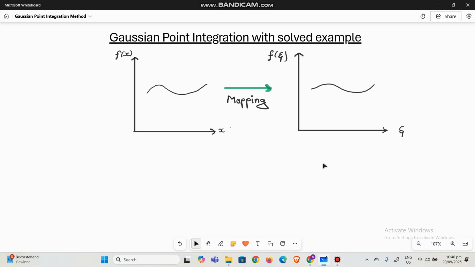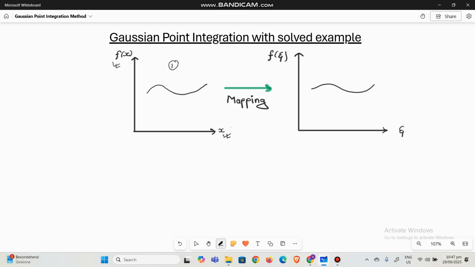Today we are studying Gaussian point integration system and we are going to solve one complete question as well. So let's say we have a geometric space with coordinate x and it is plotted against some function f(x). That function can be of any degree. And let's say when we plot x and f(x), we get the curve like in the left hand side. This one. Let's say this is the curve first.